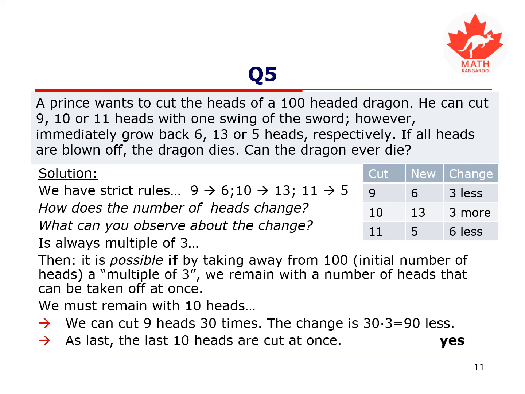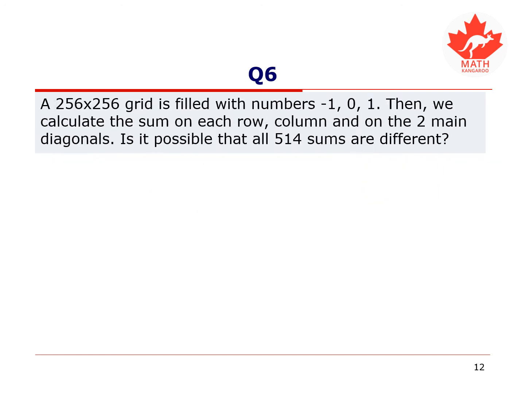So yes, the dragon can die. How about this problem? A 256 by 256 grid is filled with the numbers -1, 0, and 1 in each square. Then we calculate the sum along each row, each column, and on the 2 main diagonals. Is it possible that all 514 sums, that is 256 row sums, 256 column sums, one cross diagonal and another cross diagonal, all of those are different?